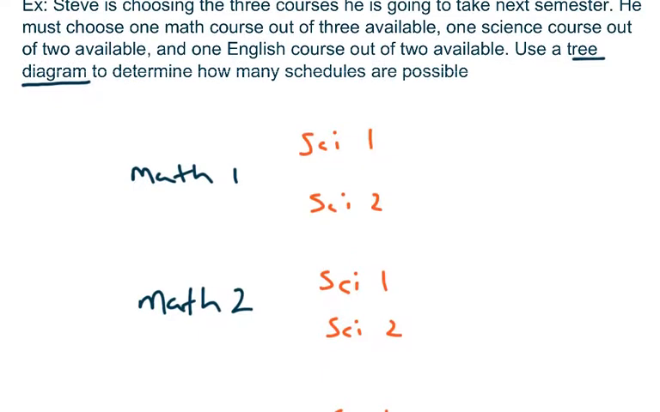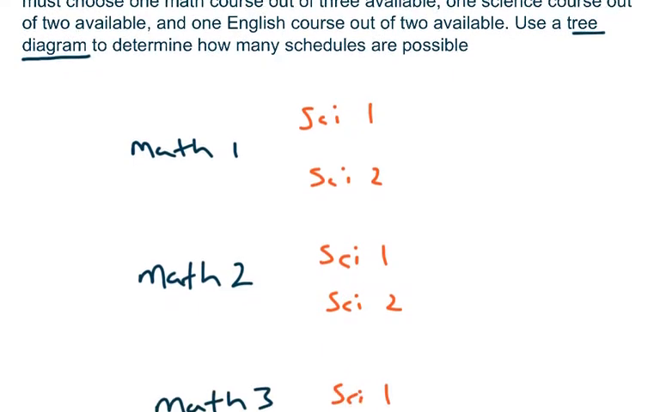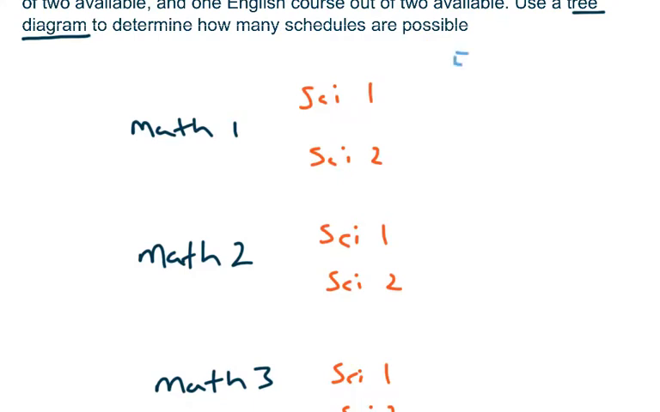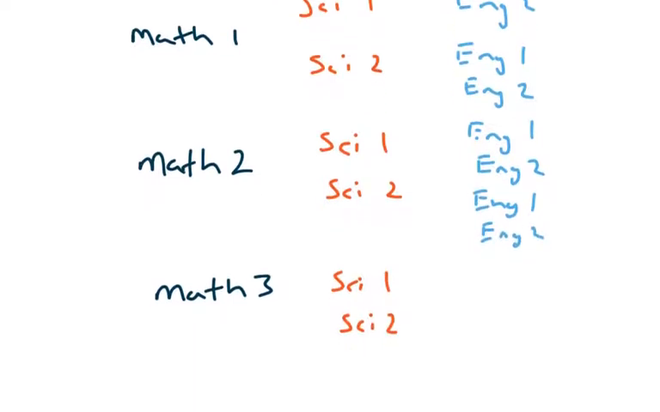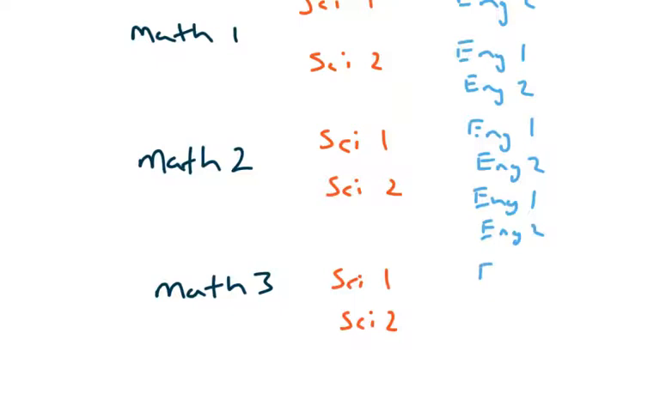Then it says I have to choose 1 English course out of 2 available. So if I choose Math 1, then Science 1, I could either choose English 1 or English 2. If I go Math 1, Science 2, then I need to go either English 1 or English 2. If I do Math 2, then Science 1, I'm either going to do English 1 or English 2. And if I do Math 2, Science 2, I'm going to do English 1 or English 2. Same thing with Math 3. If I do Math 3, Science 1, I'm going to go English 1 or English 2. And if I do Math 3, Science 2, I'm either going to go English 1 or English 2.